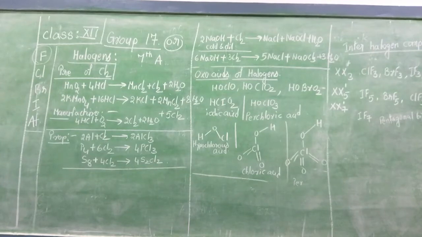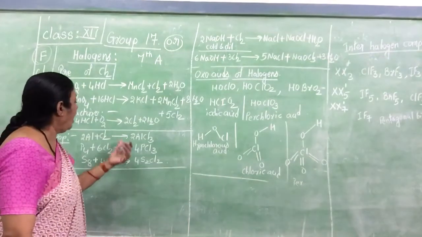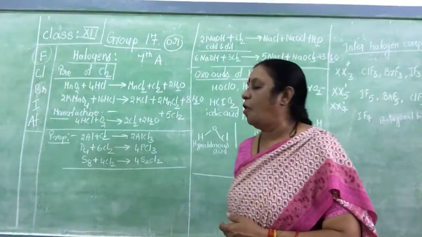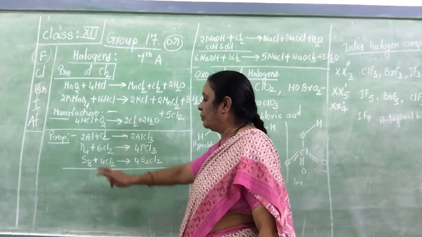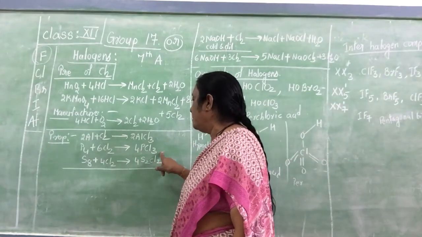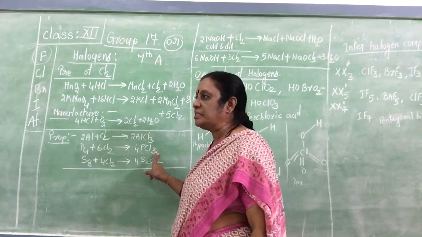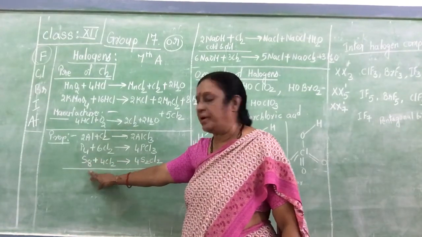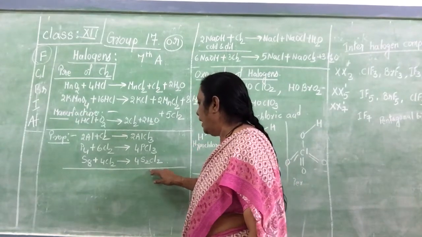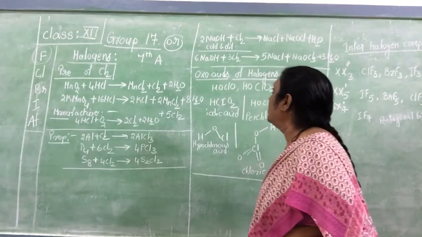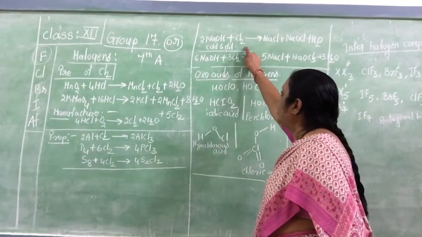Now chlorine reacts with a number of metals and non-metals to form halides. Chlorine reacts with the metal aluminium to form aluminium chloride. Chlorine also reacts with phosphorus to form PCl3, phosphorus trichloride. Chlorine also reacts with sulfur to form S2Cl2, disulfur dichloride is formed.